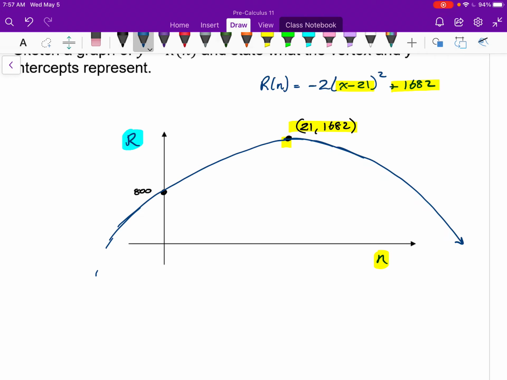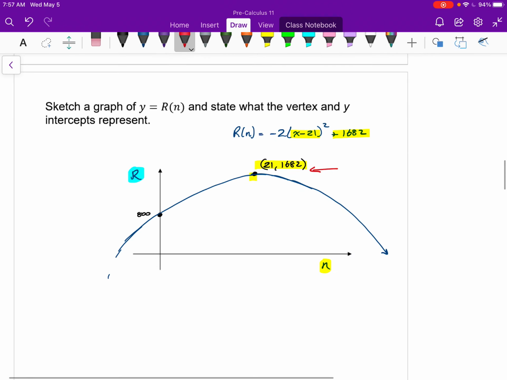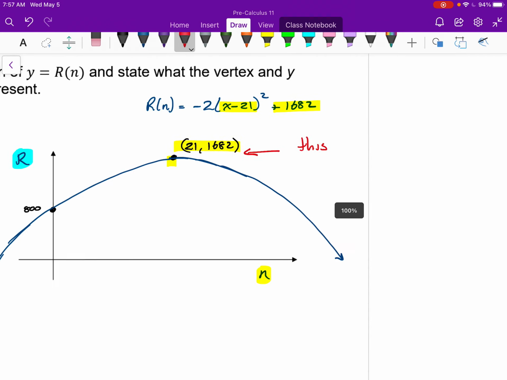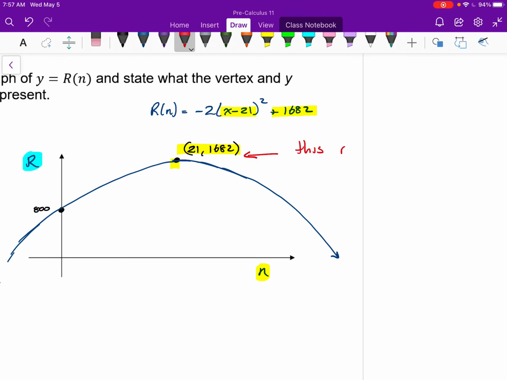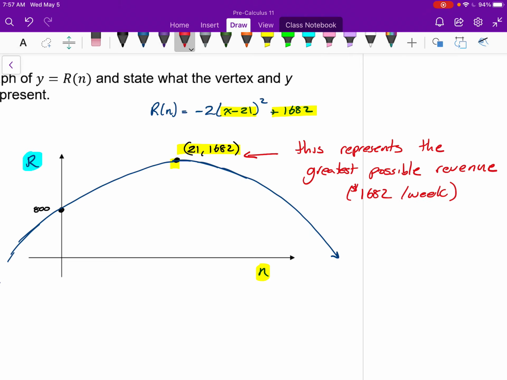So what does this vertex represent? Because this vertex represents something really important in this scenario. What does that (21, 1,682) represent? Well, that's the highest point of my revenue curve, which means this represents the highest possible revenue, which in a business is probably what you're trying to maximize. This represents the greatest possible revenue according to our model, right? This is all based on a prediction. And that revenue is $1,682 per week, because everything was per week.